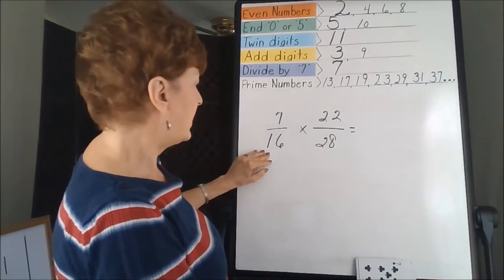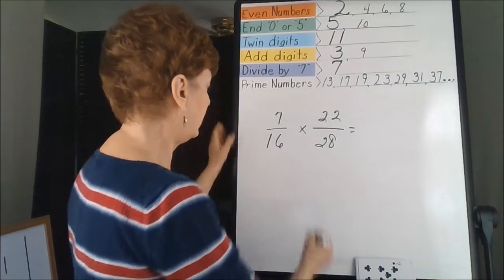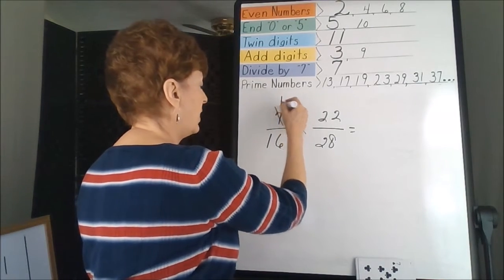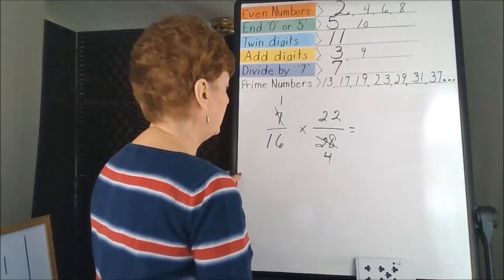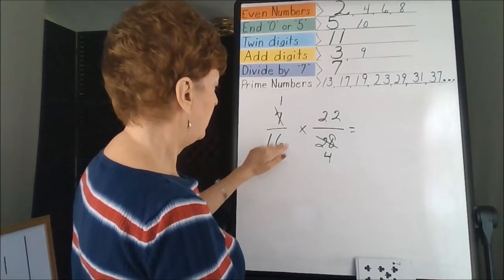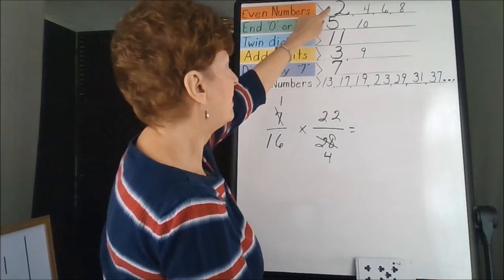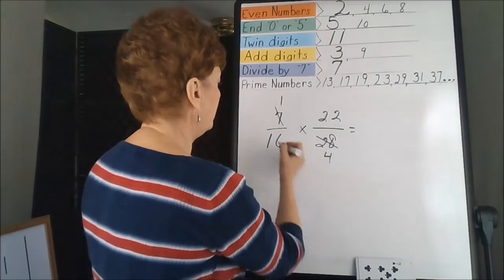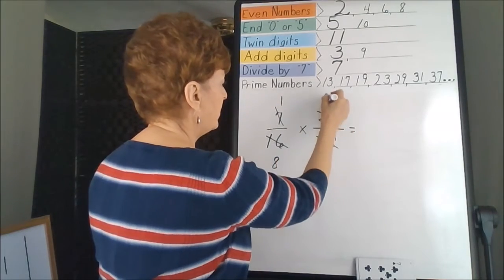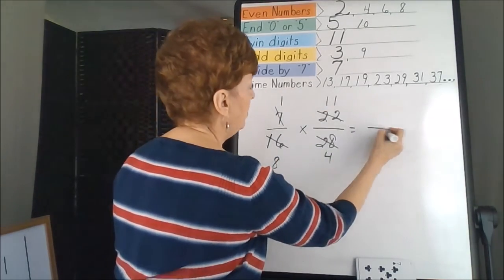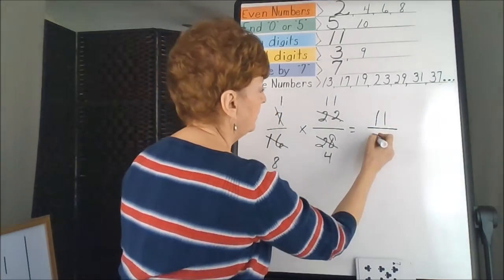Let's see if we can divide on the diagonals. On 7 and 28, both of those are in the 7's line. 7 divides into itself once. 7 divides into 28 4 times. 16 and 22, well, there are no lines for these, but they're both even, so we could pull out a 2 on these. 2 divides into 16 8 times. 2 divides into 22 11 times. So 1 times 11, 8 times 4.